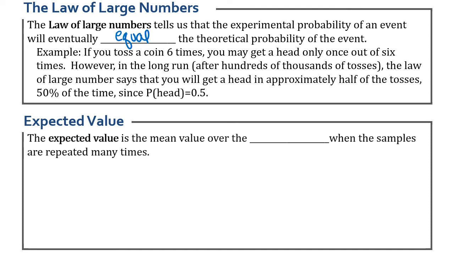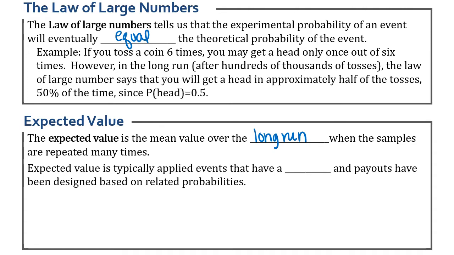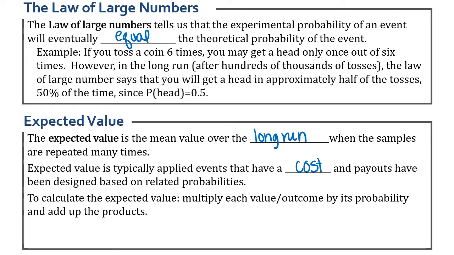So what the heck is expected value? Expected value is the mean value over the long run when the samples are repeated many times. So again, these policyholders and casino owners are going to figure out what should I have as the payouts so that in the long run I end up making a profit, no matter how many people go, as more and more people go through here. So expected value is typically applied to events that have a cost and payouts that have been designed based on related probabilities. To calculate the expected value, what we do is we multiply each value and outcome by its probability and add up those products.